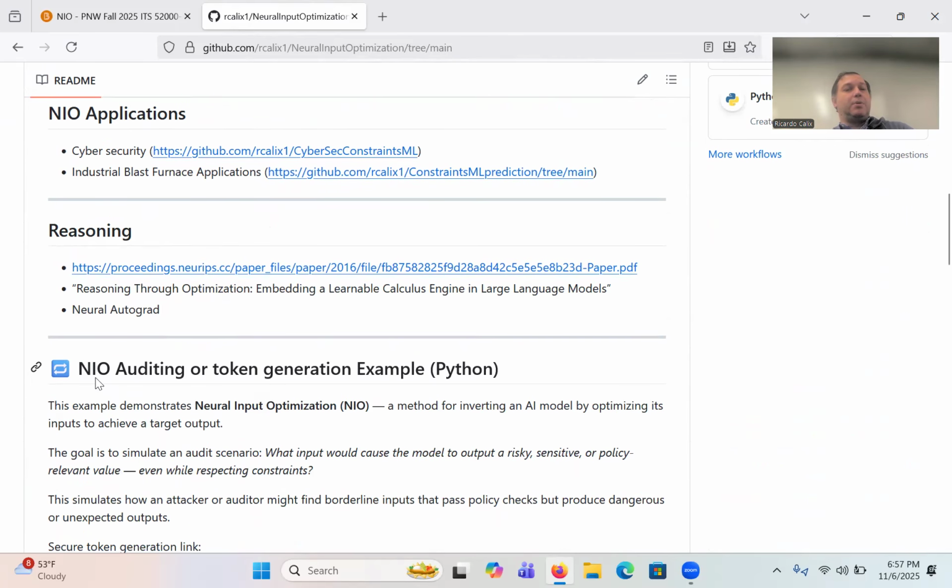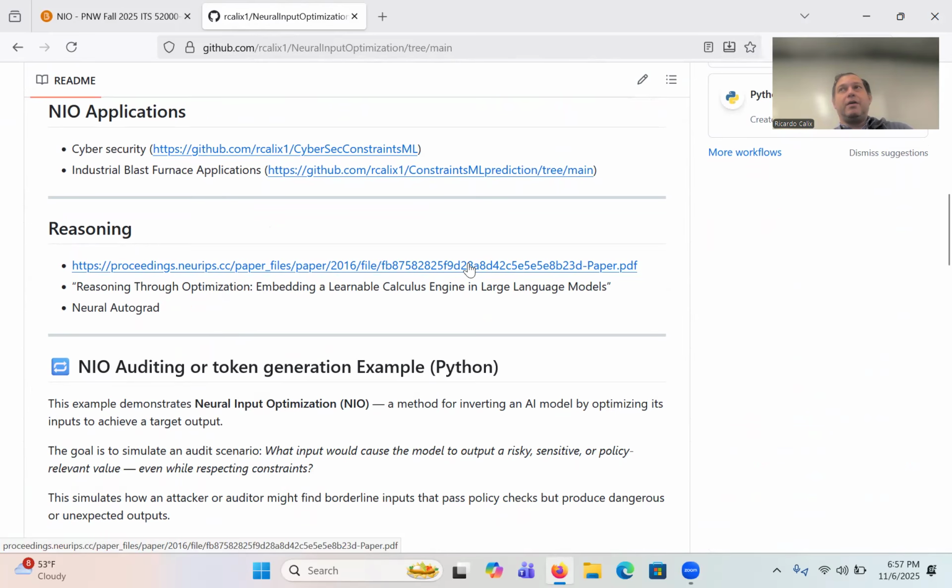Reasoning is another example. There's a nice paper here, very impressive actually. If you want to take a look at it, it's called reasoning through optimization: embedding a learnable calculus engine in large language models. So you know everything about LLMs now, right? You understand the architecture, the blocks and everything, and the attention mechanism, and it's all matrix multiplications. And we know that LLMs are very smart and they seem to reason. Somehow that's been infused in their neural networks, may not be perfect.